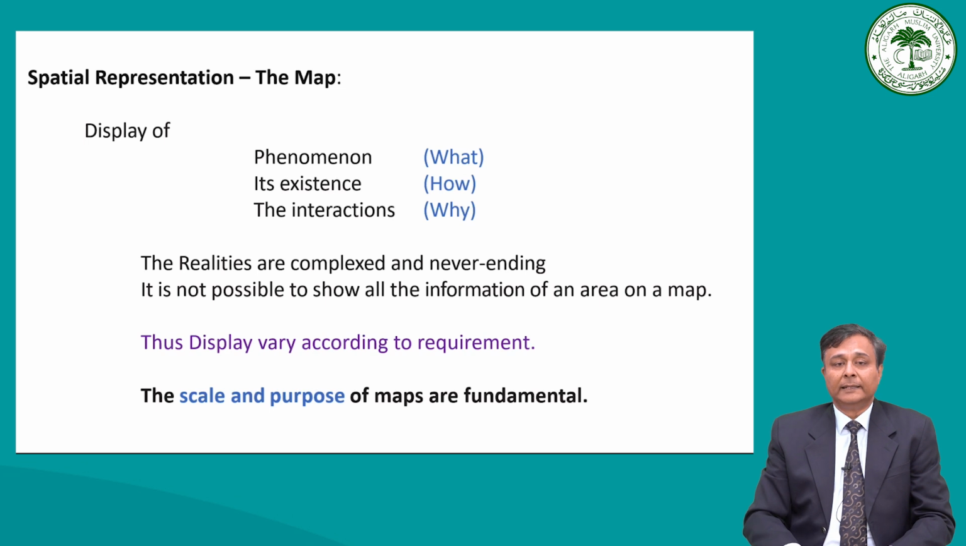The interactions between the natural, man-made, social, cultural, and human interference in nature, all of them would be evolving the phenomena at that particular location, and in the map we might be able to display it more effectively. Now we all know that all these interactions are very complex. So the earth realities are very complex and they are dynamic, so they keep on changing. So it is not possible to show all the information of an area on a map. Thus, displays vary according to the requirement.